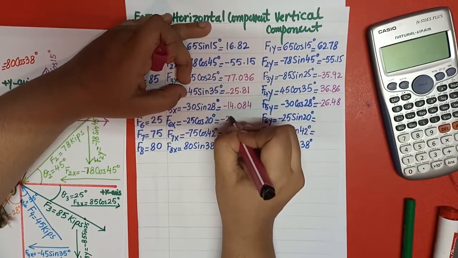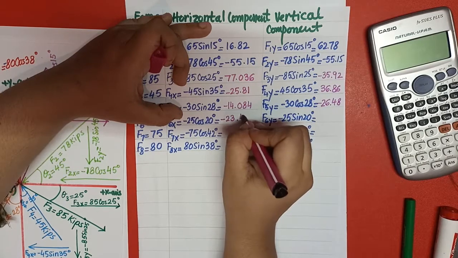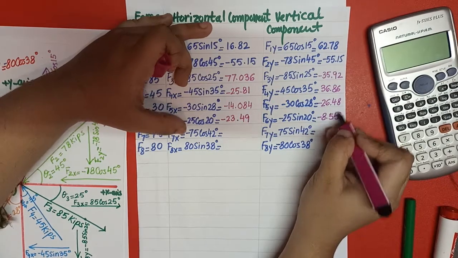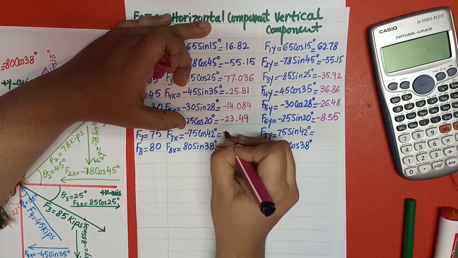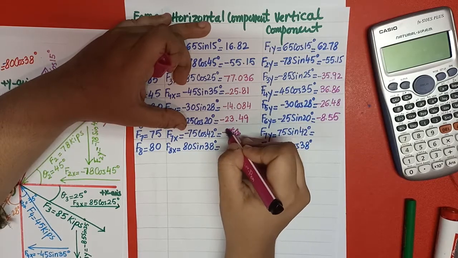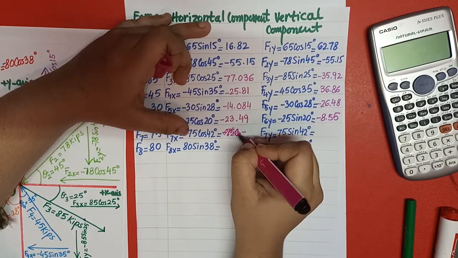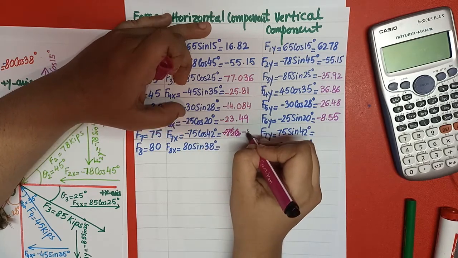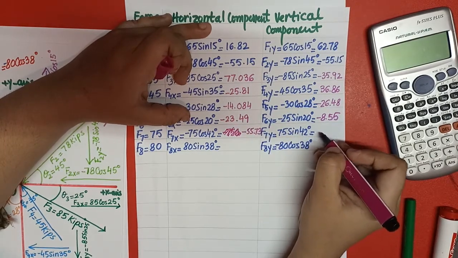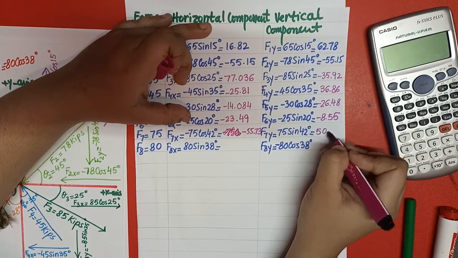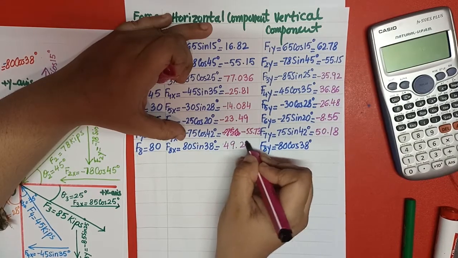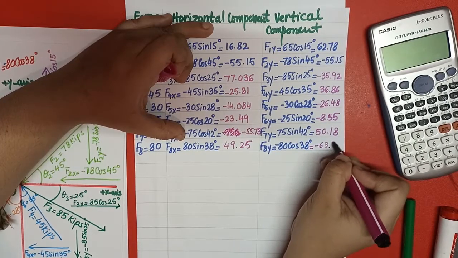Then for F6x, minus 23.49. F6y should be minus 8.55, and then F7x is minus 75 cos 42, so the answer will be minus 55.73, and F7y answer is 50.18. 80 sine 38 degrees is 49.25, and it is equal to minus 63.04.